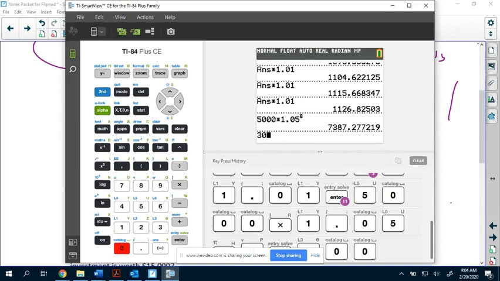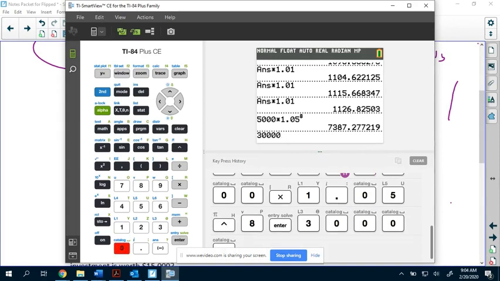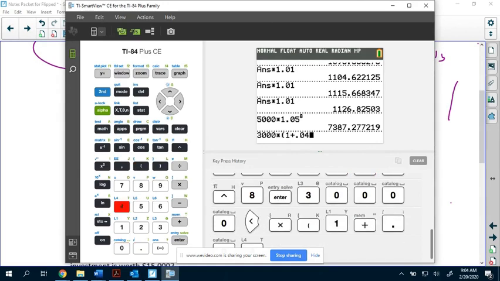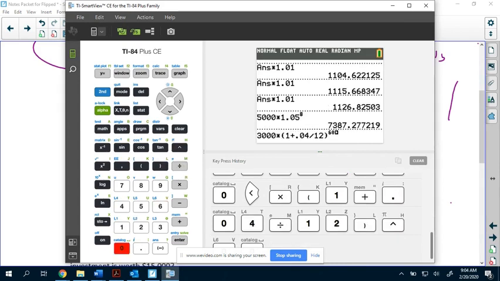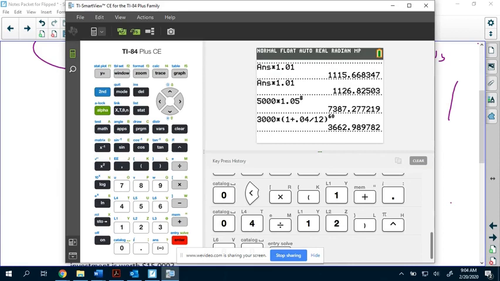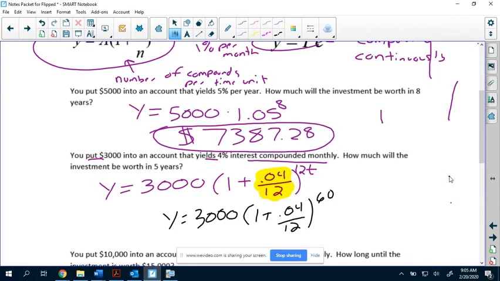We have 3,000 times 1 plus 0.04 divided by 12 to the power of 60. So we have 3,662 and 99 cents.